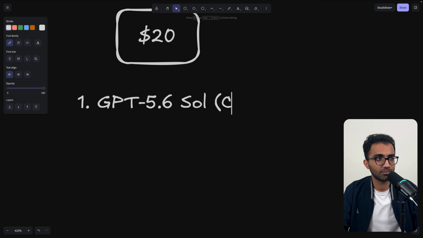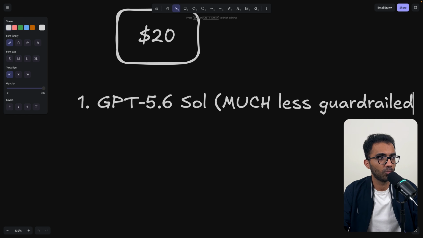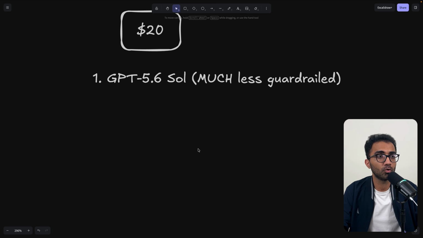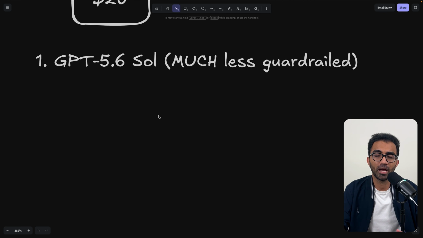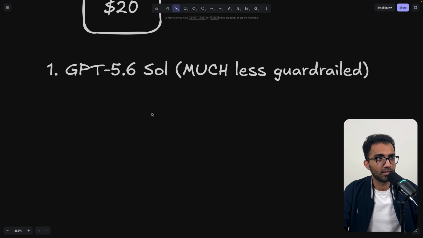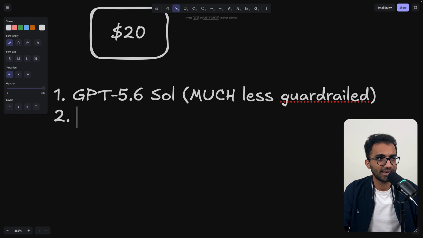But some hints about this is that this is a much less guardrailed model than I have seen, even compared to Opus 5 recently, which is released, right? In the initial video, I told you it does not have any guardrails or anything as such. But the more I have used it, the more I have realized that Opus 5 has a lot more guardrails than I realized. So anyway, a $20 plan from Codex has this.